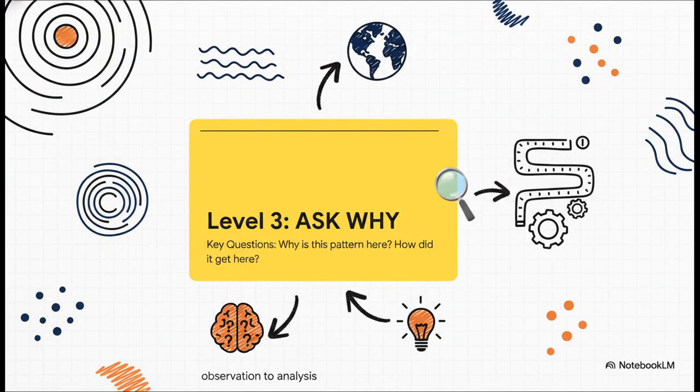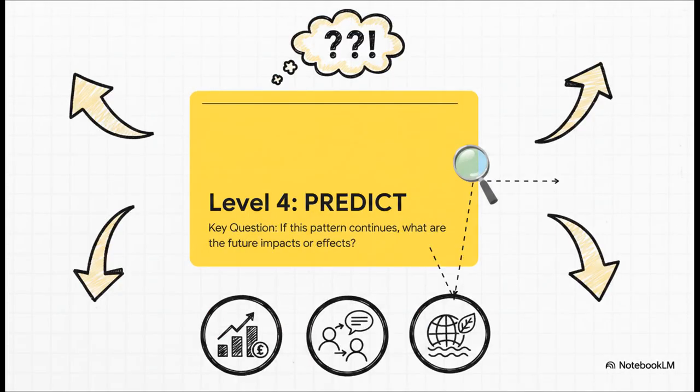Level 3. This is where you pick a pattern that you just identified, and you ask the 2 most important questions you can possibly ask. Why is it there? And how in the world did it get there? This, right here, is the leap from just looking to actually analyzing. And finally, level 4 asks the big so what question. This is all about looking ahead, about understanding consequences. If the pattern you've been looking at keeps going, what happens next? What are the potential ripple effects? Economically, socially, whatever it might be.